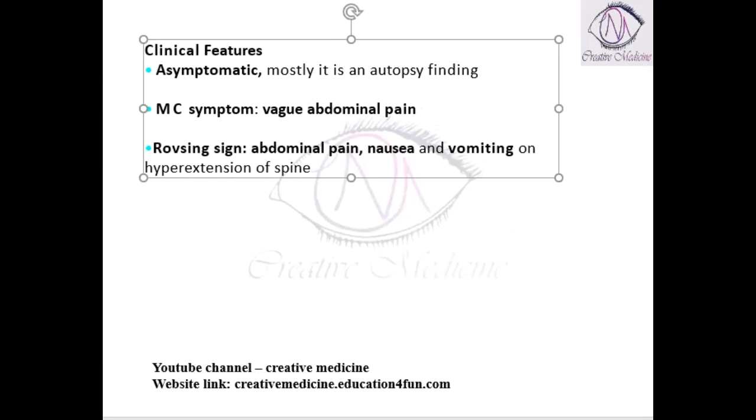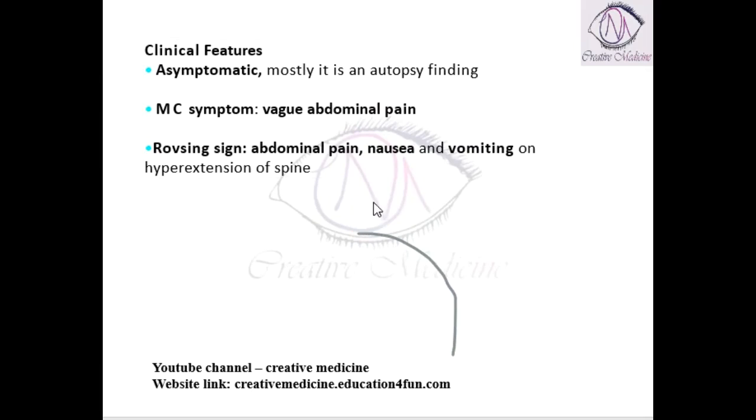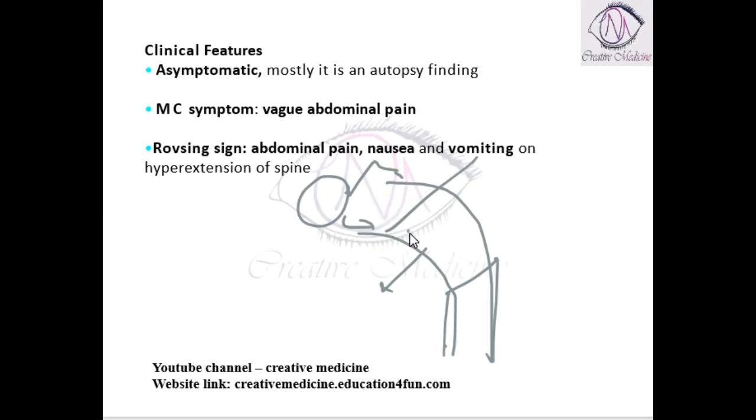Then we have Rawlings sign. In Rawlings sign, if the patient tries to hyperextend the spine like this, by bending backwards, the patient will have abdominal pain and also nausea and vomiting, mainly on the hyperextension of the spine. So this is called Rawlings sign, which is seen in renal horseshoe kidney.